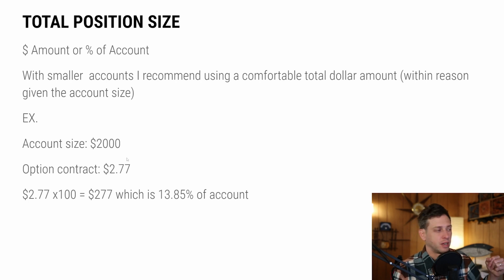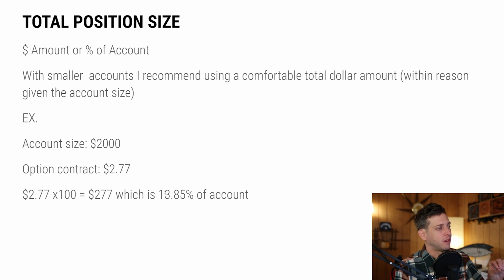We have an account size of $2,000. The option contract that we were looking at was $2.77, times 100, so overall that's going to cost us $277. That is 13.85% of the account, which is a pretty decent size of the overall account. Then you could figure out what percentage of your overall account you're willing to risk. Say it's 2 or 3%, or 3 to 5%, then you could find out what that value is, and set your stop losses accordingly.